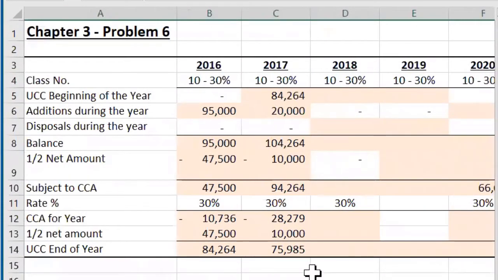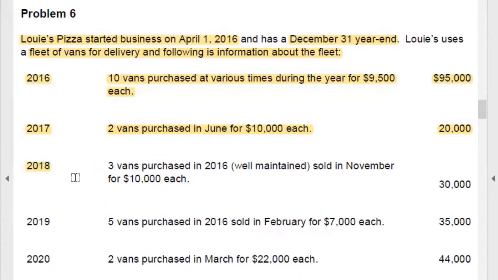And we're looking at 2018. So let's go back to the problem narrative. 2018 says, well, there are 3 vans purchased in 2016. Aha, 3 vans that were purchased in 2016. It looks like they've been well maintained. They were sold in November for $10,000 each, meaning we're going to have a disposal of $30,000.